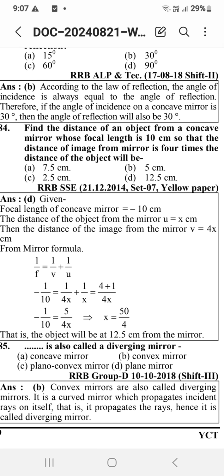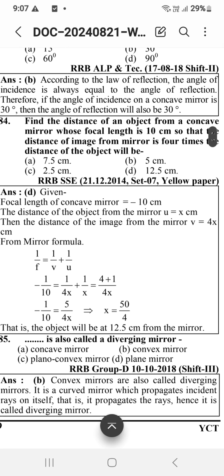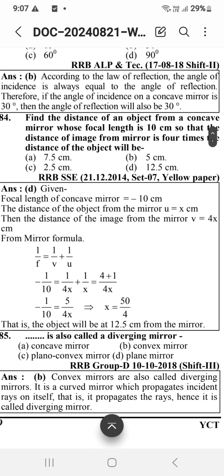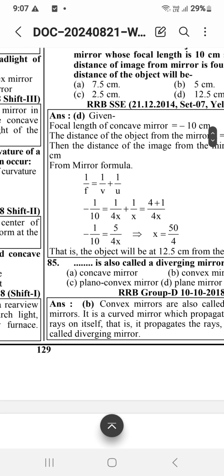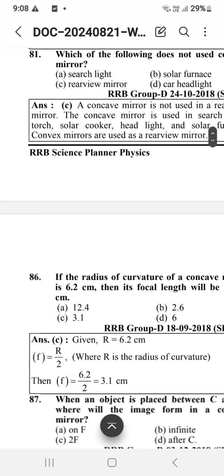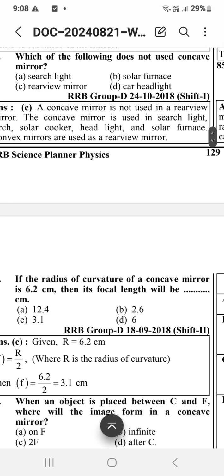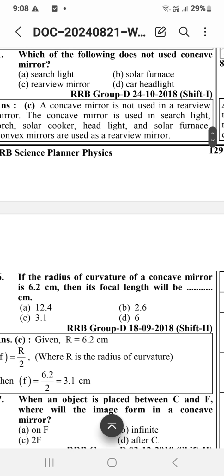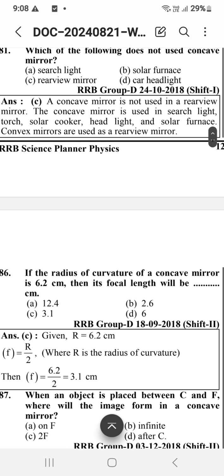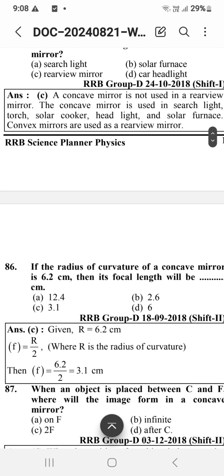Dash is also called a diverging mirror. Convex mirror is also called a diverging mirror. If the radius of the curvature of a concave mirror is 6.2 centimeter, then its focal length will be f equals r by 2.